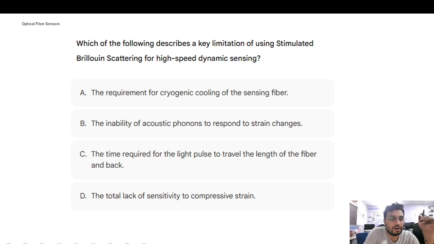Okay. Our last question is, which of the following describes the key limitation of using stimulated Brillouin scattering for high speed dynamic sensing? Option A, the requirement of cryogenic cooling of the sensing fiber. Option B, the inability of acoustic phonons to respond to strain changes. Option C, the time required for the light pulse to travel the length of the fiber and back. And the last option, the total lack of sensitivity to compressive strain. Let me know your answer.